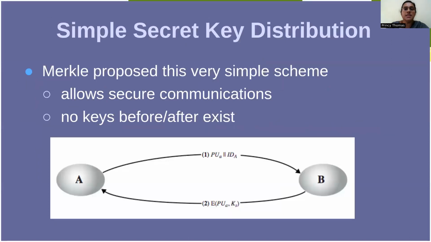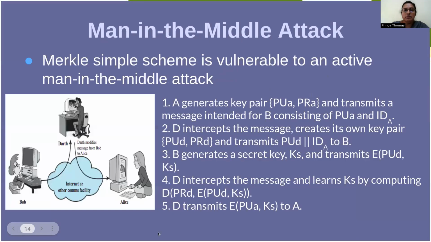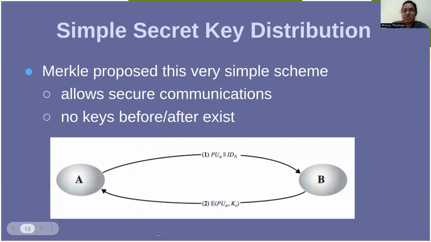Now, the simple secret key distribution, Merkle has proposed this simple key distribution. It allows secure communication, and no keys exist before or after this particular communication. If A wants to communicate to B, A sends his public key and identity to B. And B, using this public key, encrypts the secret, that is a symmetric key, and sends it to A. That is the simple key distribution protocol.